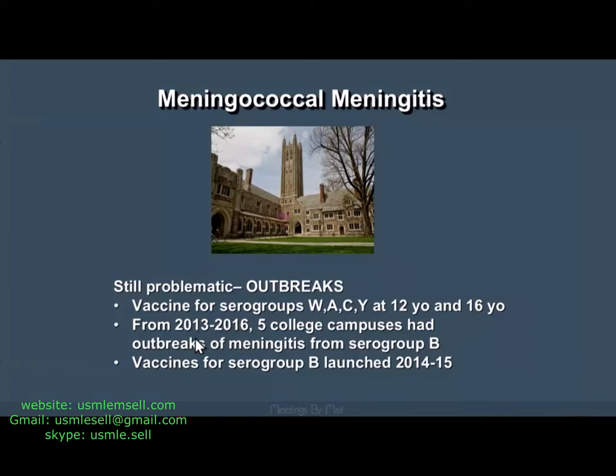But this was interesting. In 2013 to 2015, there were 5 college campuses in the United States where there were outbreaks of meningitis from group B, which is not in the WACY. And in fact, this wasn't just one college. This was Stanford, West Coast, East Coast. People didn't really understand what happened. And then they went to the national stockpile of serogroup B, which were in the military, and those were what were used. Now this was launched more commercially in 2014 and 15, and is part of our series now.